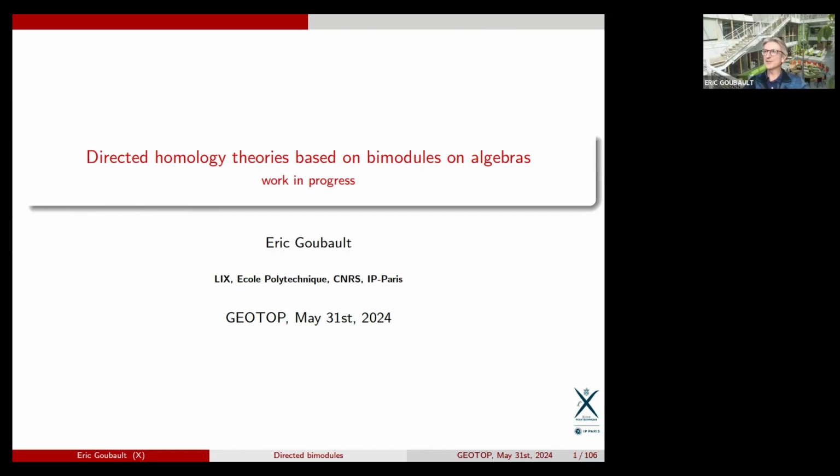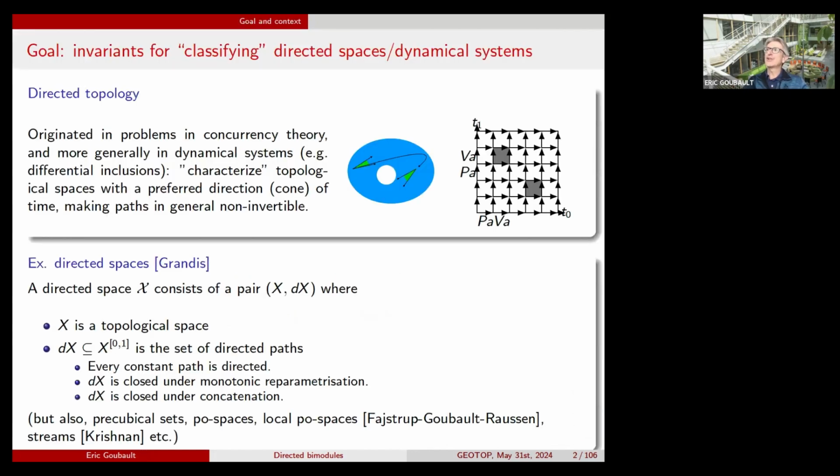And hello, everyone. So I'm going to try to construct algebraic invariants for directed spaces. These directed spaces, I'm going to introduce them very quickly. They are just topological spaces which have a distinguished subset or subtopological space of continuous paths on them. So dX is included in the space of continuous maps from [0,1] to X. And this distinguished set of continuous paths is called directed paths, right?